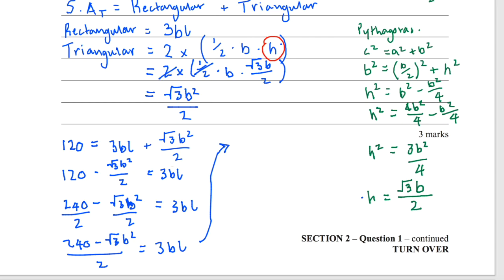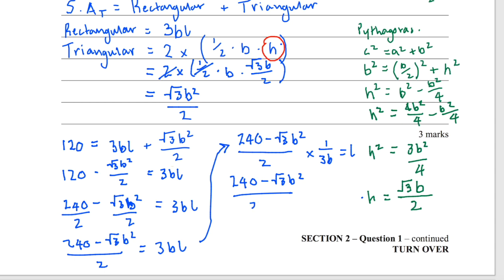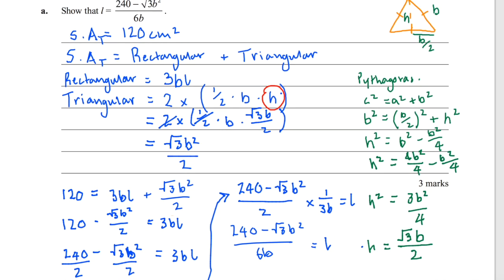Now we need to divide everything by 3b. So it's 240 minus the square root of 3b squared on 2. Dividing by 3b is the same thing as multiplying by 1 on 3b. It's equal to L. So I'm doing a lot of steps here. Hopefully you can see what I'm getting at. On 6b is equal to L. Now, does that match what we have? I think it's slightly off. Oh no, that's right. There you go.